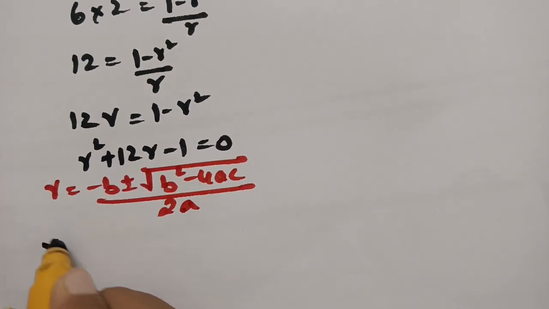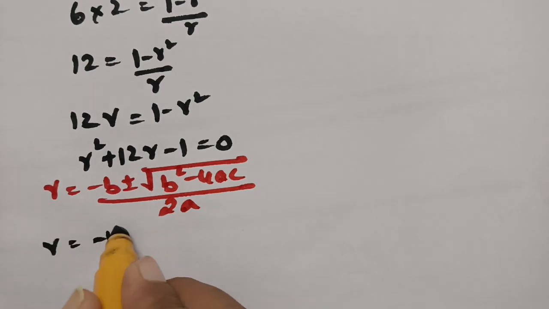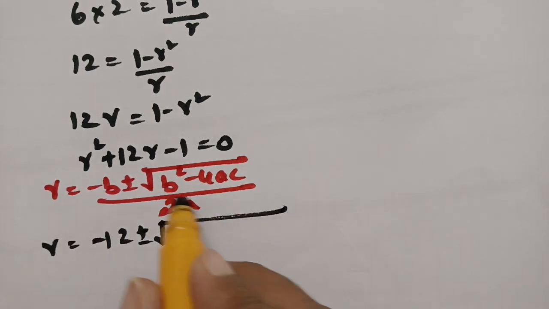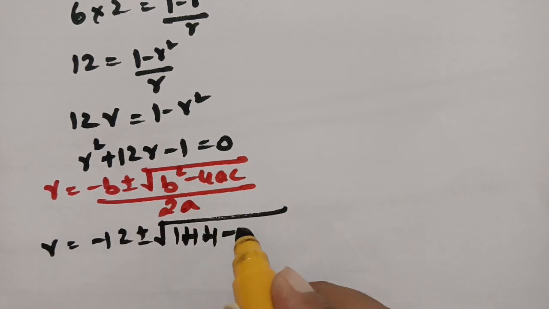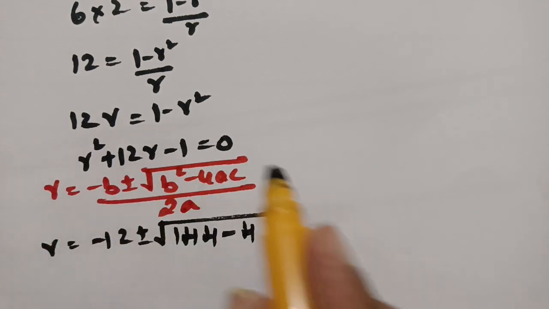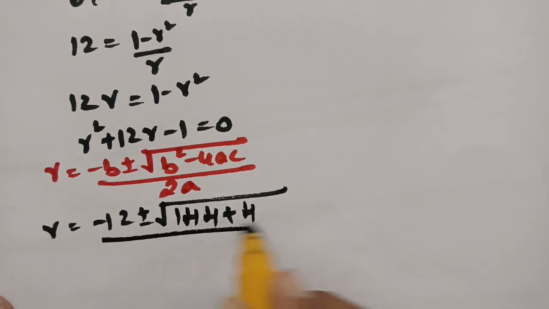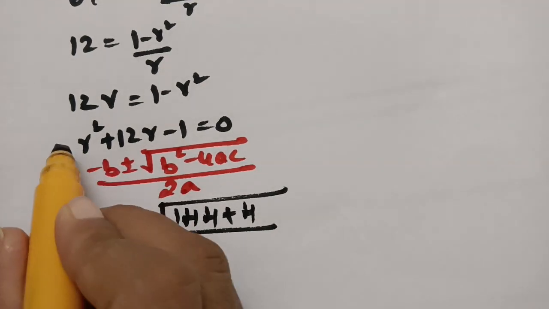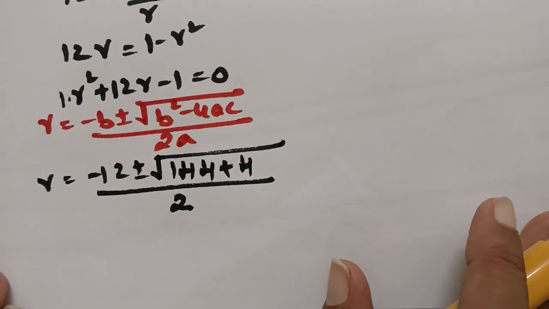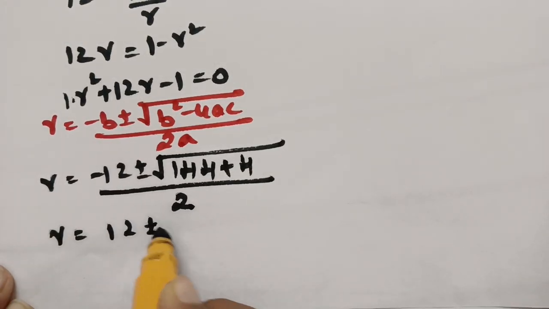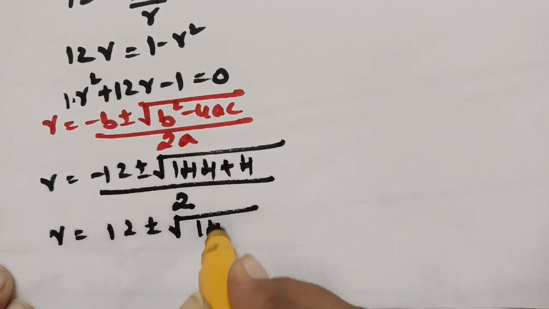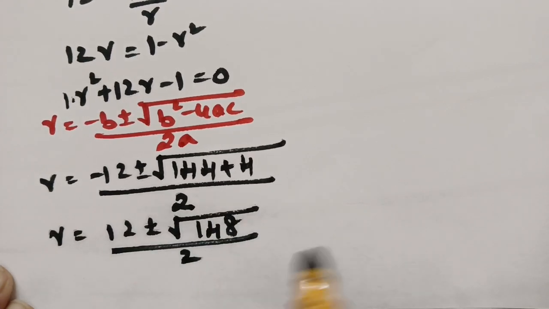The r value is going to become minus b, so this is minus 12 plus or minus root of b square, this is 12 square, 144, minus 4 into a, which is 1, and c is minus 1, divided by 2a. 2 into a value here is 1. Clear? And this r value is equal to minus 12 plus or minus root 148 divided by 2.